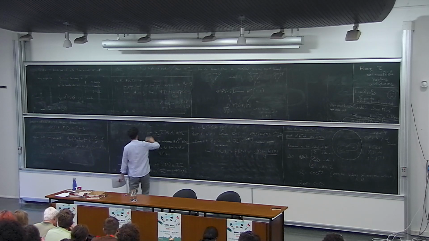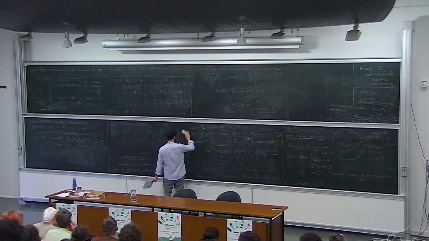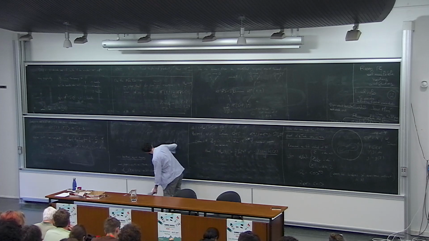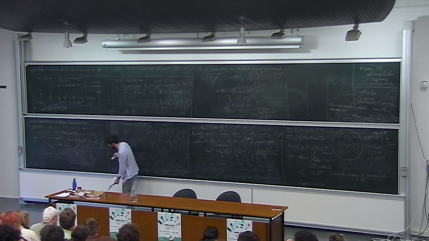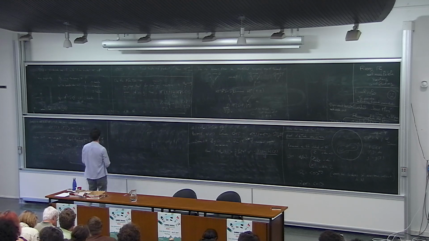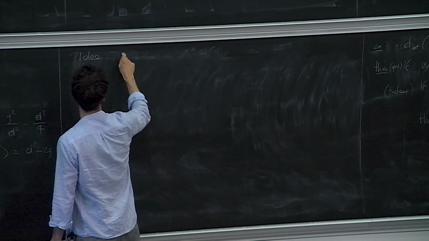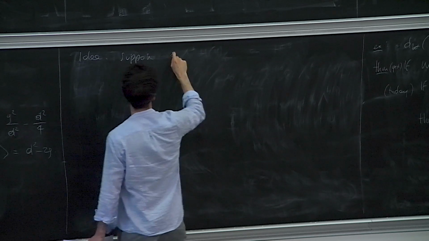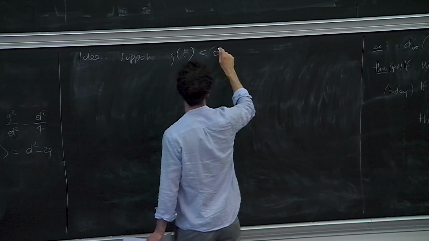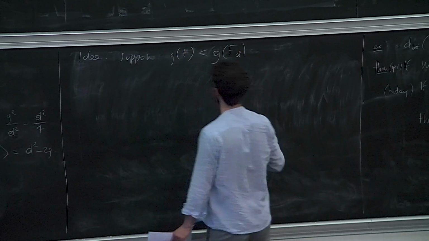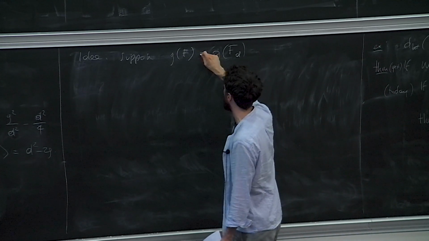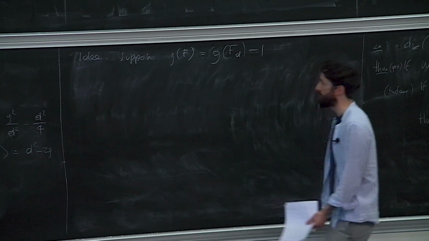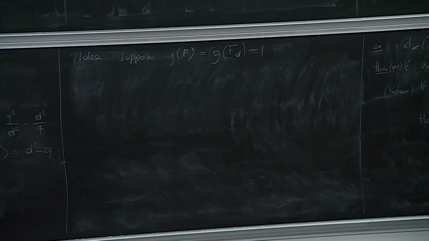Okay, great. We're almost there. It doesn't look like it, but we're almost there. So what's the idea? The idea is, suppose the genus of F is strictly smaller than the genus of the Fermat curve. And actually, up to adding trivial handles, I can assume that I'm at the worst possible case. So I'm just one away from the genus that I want.